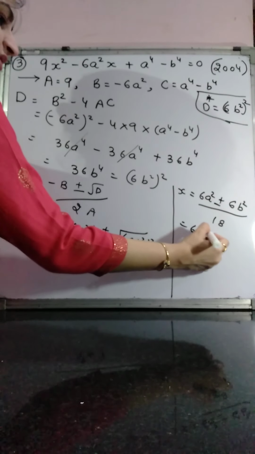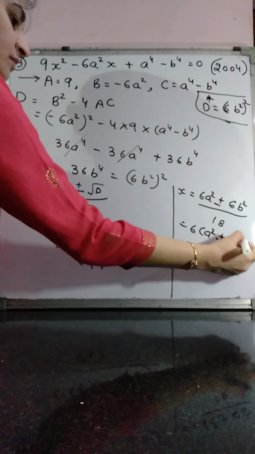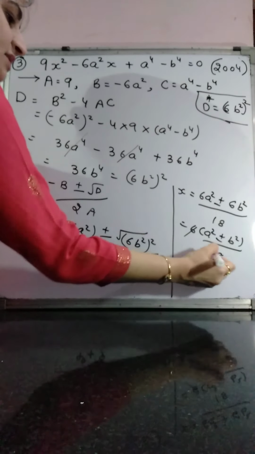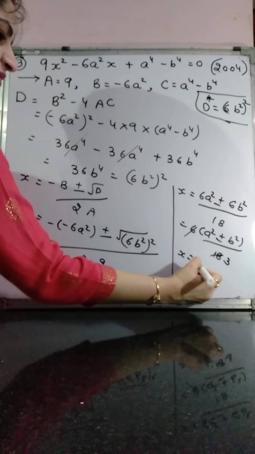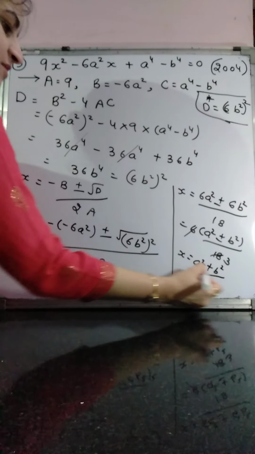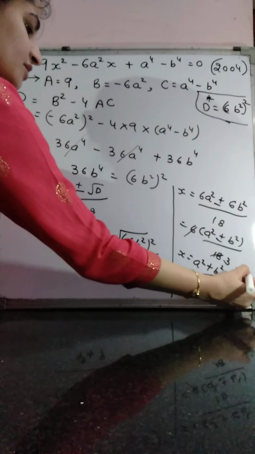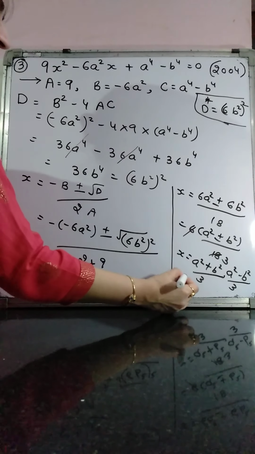Take 6 common. 6, 3 cancel. So the values are a square plus b square by 3, a square minus b square by 3. Answer.